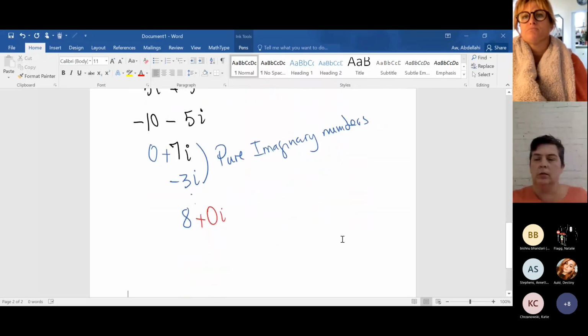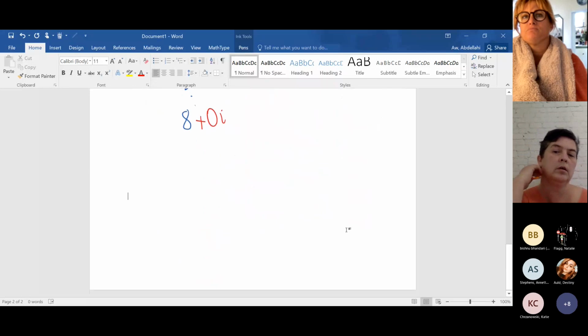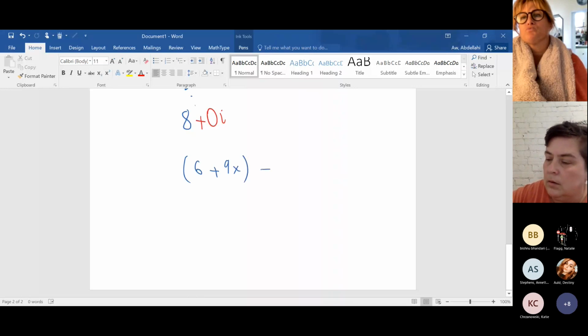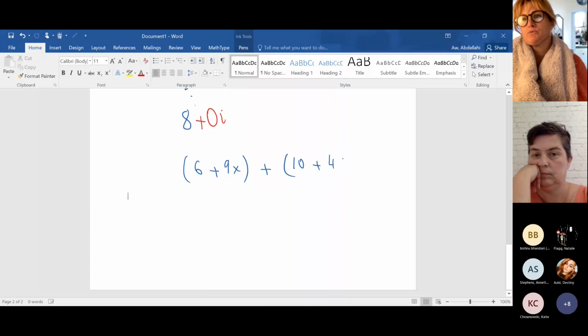So now that we have a new set of numbers, we're going to learn how to add them up, how to multiply them, etc., how to divide them. That's just natural. Okay, so look, if somebody asks you to do this, 6 plus 9x, and then plus 10 plus 4x, you don't need to write it down, I'm just explaining something. Do you tell them you don't know how to do that because you don't know what x is? Or do you know how to do that?